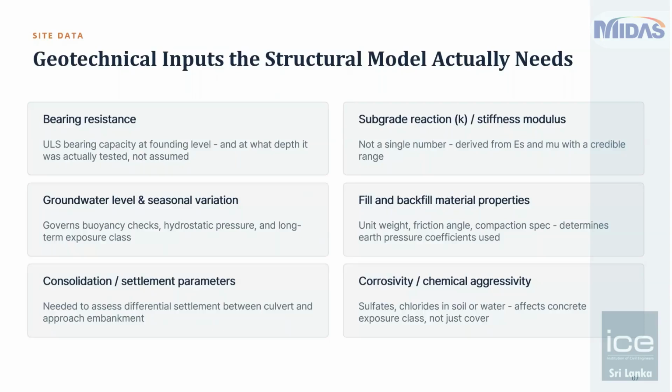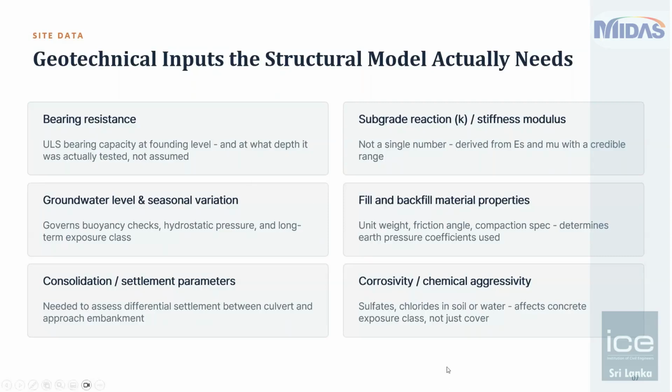Fill and backfill material properties are the geotechnical inputs. So you need to know the unit weight of the soil, the friction angle of the soil, and the compaction specifications, such that the soil properties that you have assumed or that exist on the site are not changed by the mechanical compaction later on, which would again increase the lateral forces on your box culvert. These soil properties will be required for the determination of earth pressure coefficients.